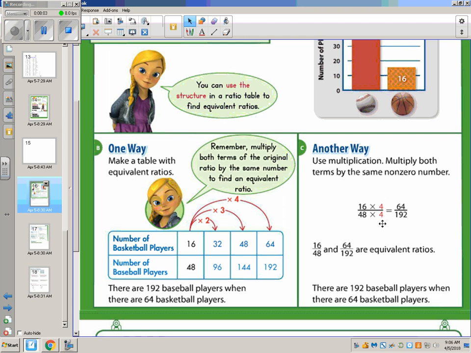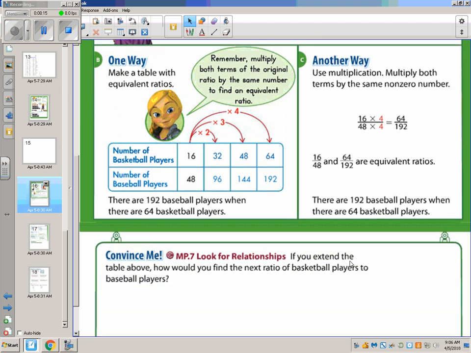Because this, like we said, is like multiplying by 1. Because 4 over 4 would be equal to 1. So 48 times 4 would be 192. And they say that 16 over 48 is an equivalent ratio to 16 over 192.